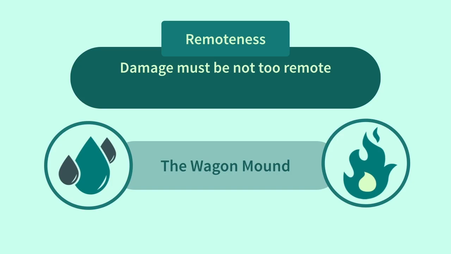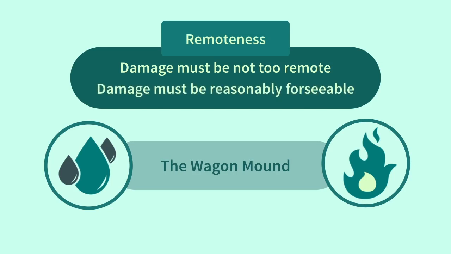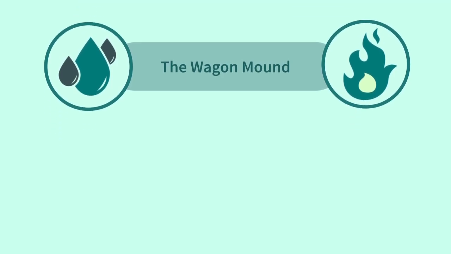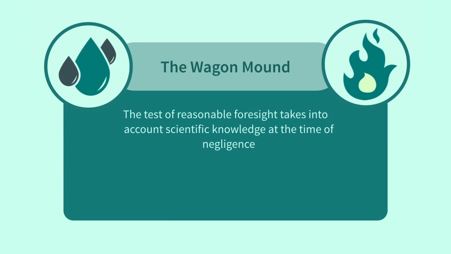Although the defendants were held to be in breach of their duty of care, they were only liable for the damage caused to the wharf and slipway through the fouling of the oil. They were not liable for the damage caused by fire, because damage by fire was at the time unforeseeable. The oil had a high ignition point, and it could not be foreseen that it would ignite on water. The test of reasonable foresight, arising out of The Wagon Mound, clearly takes into account such things as scientific knowledge at the time of the negligent act.